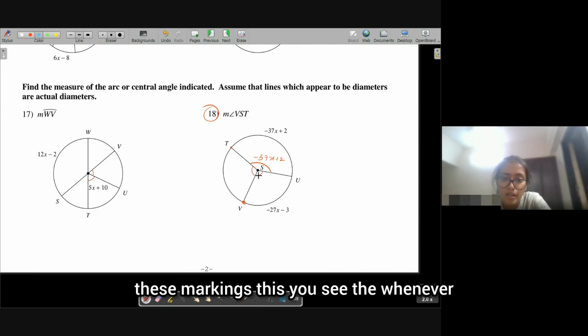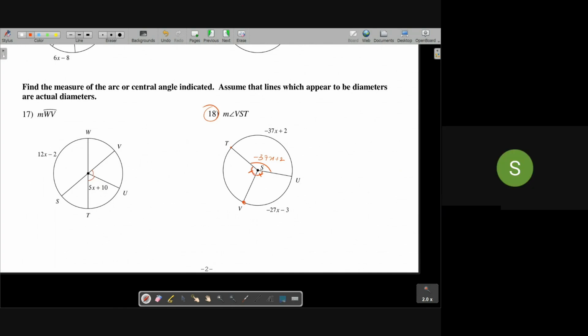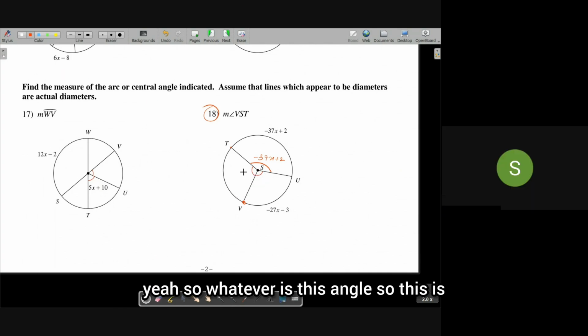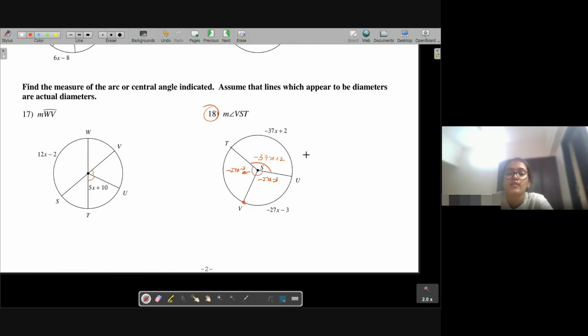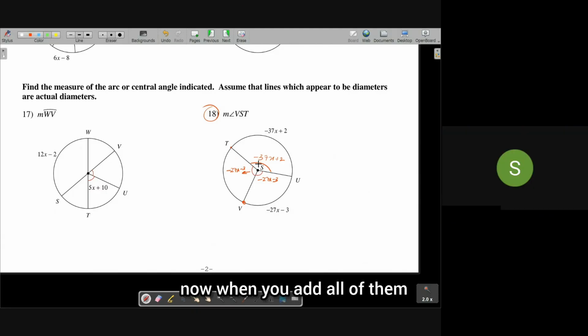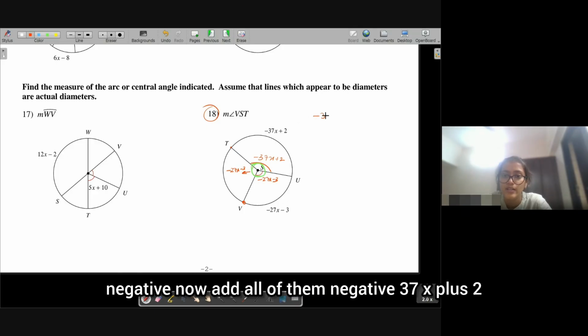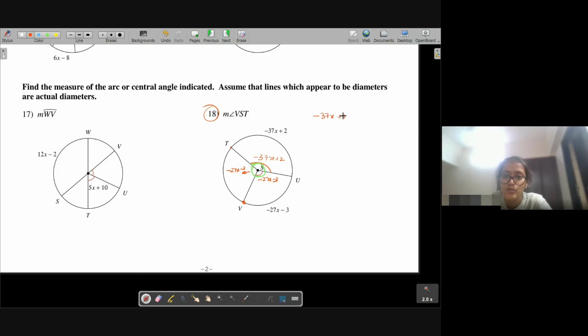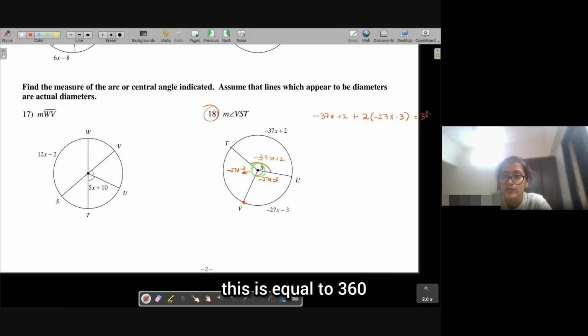They have given these markings. Whenever you see this marking and this marking, that means these two angles are the same. So whatever this angle is, negative 27x minus 3, this angle is also negative 27x minus 3. Now when you add all of them, that will be equal to 360. So negative 37x plus 2 plus 2 times this one, minus 27x minus 3, is equal to 360.